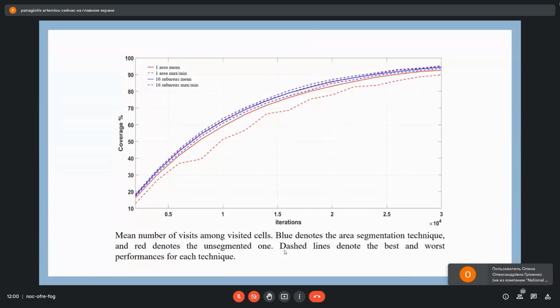We can see that when using the segmentation technique, the coverage is constantly higher than the one whole area case. But the thing that I said was more important is that the coverage was achieved more consistently than before. We can see that the deviation between maximum and minimum performance when using the segmentation technique is much less than it was for the one whole area case.